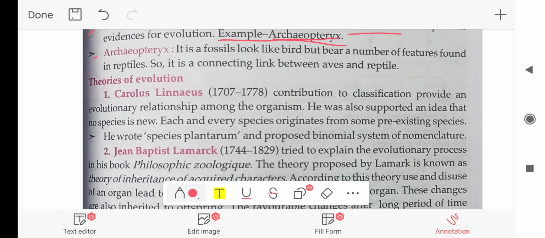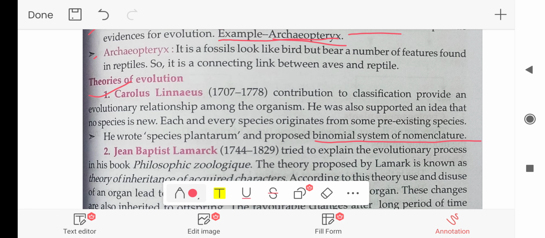Now we will read theories of evolution. First, Carolus Linnaeus, 1707 to 1778. His contribution to classification provided an evolutionary relationship among organisms. He also supported the idea that no species is new. Each and every species originates from some pre-existing species. For that he wrote Species Plantarum, and he proposed the binomial system of nomenclature.